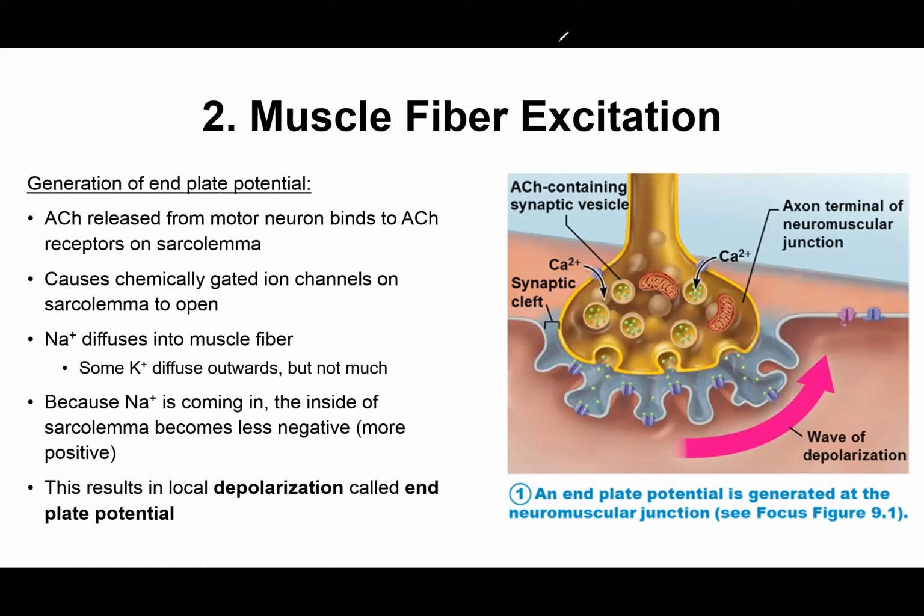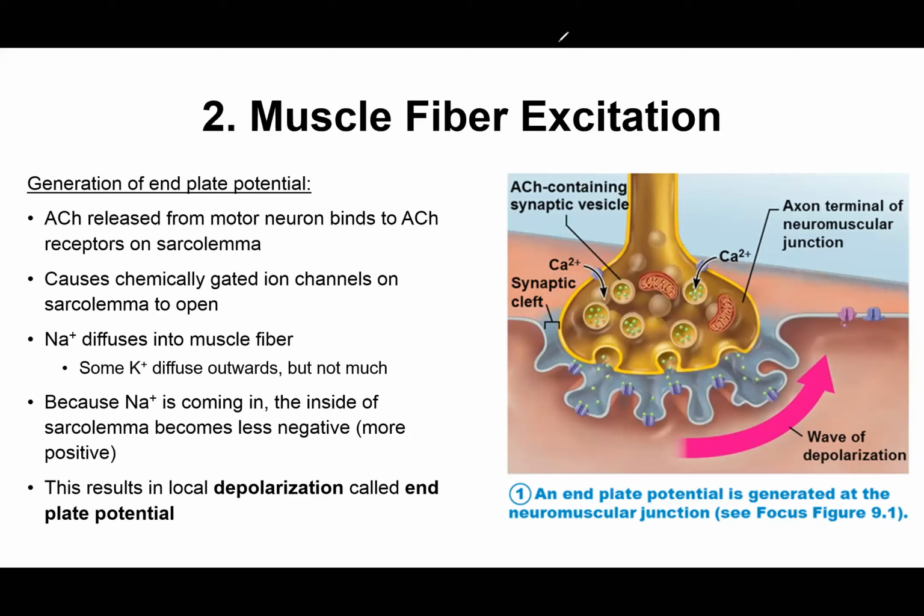Acetylcholine that's released from our motor neurons is going to bind to the acetylcholine receptors on the sarcolemma, which we understand. And this causes the chemically gated ion channels on the sarcolemma to open. So sodium is going to come into the muscle fiber, and potassium is going to diffuse out. But not as much potassium is diffusing out as sodium is coming in. And because sodium is coming in, the inside of the sarcolemma is going to become less negative.